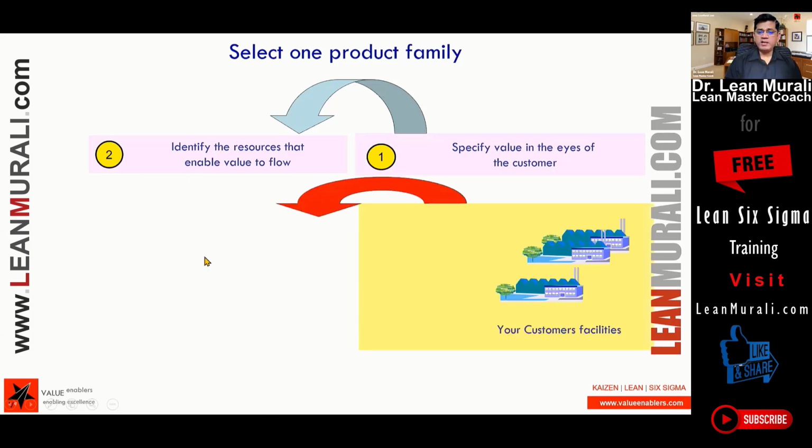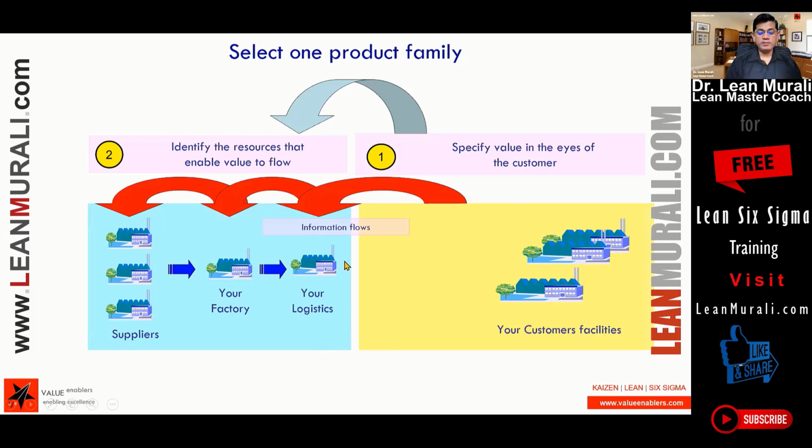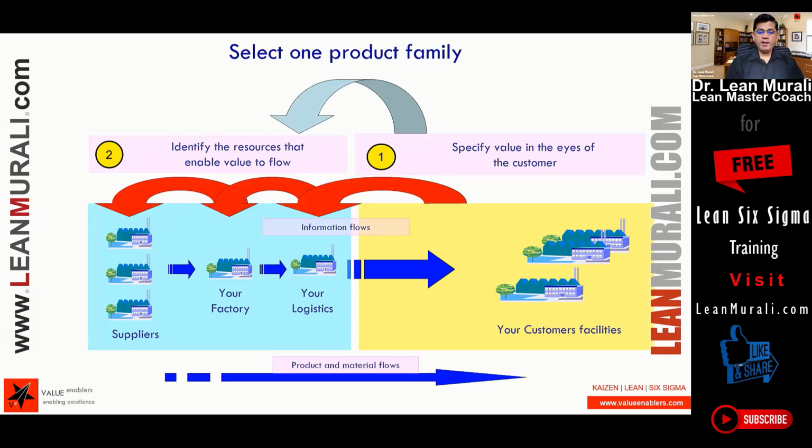Then the customer's factory is here. The information flows like this. So suppliers are here, and from suppliers it comes to your factory. So the customer gives this information. These are the resources that will enable the value to flow. And there might be some logistics also, distribution also. And then finally it might reach the factory. So please type clear if this is clear. And product and material flows like this. Product and material flows like this.